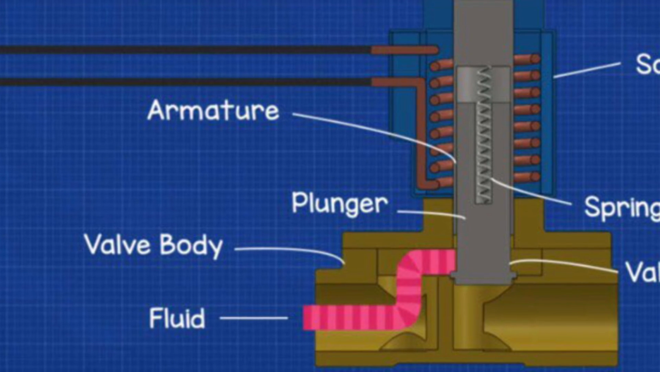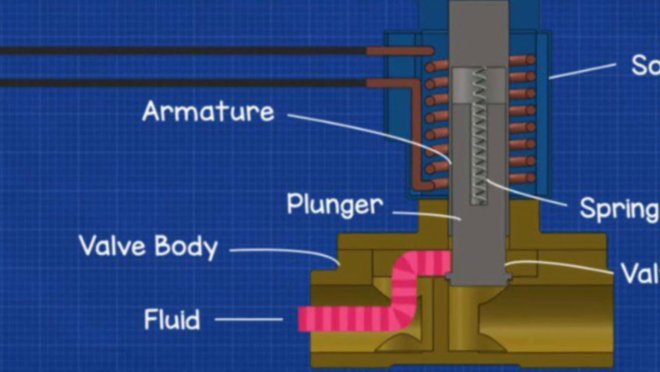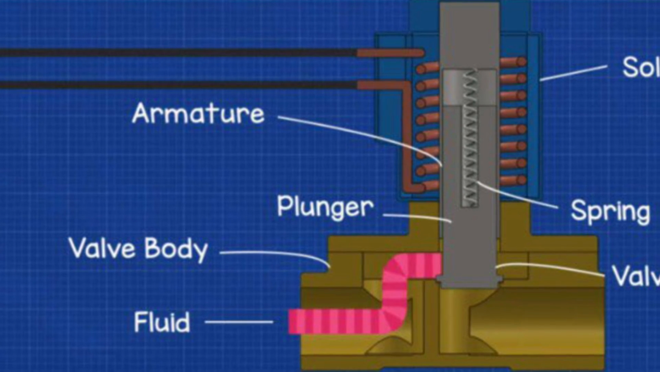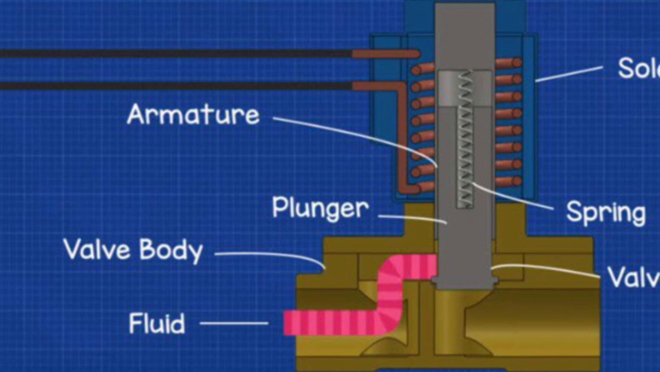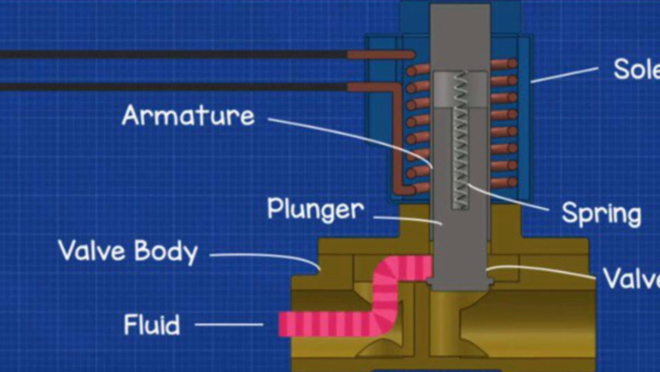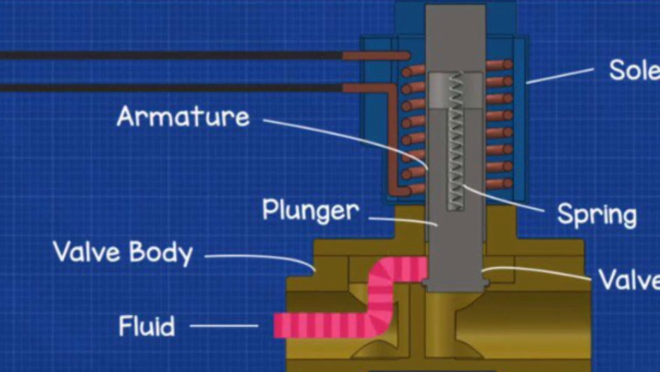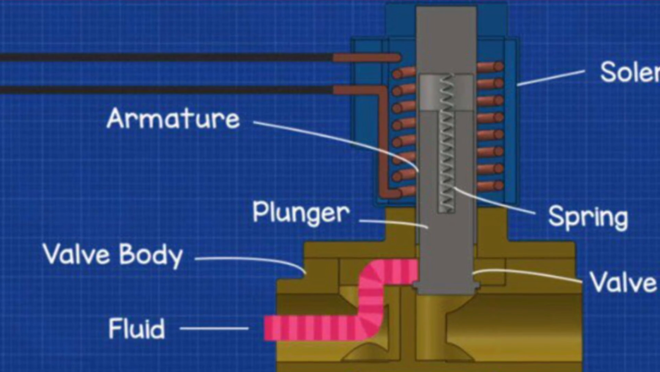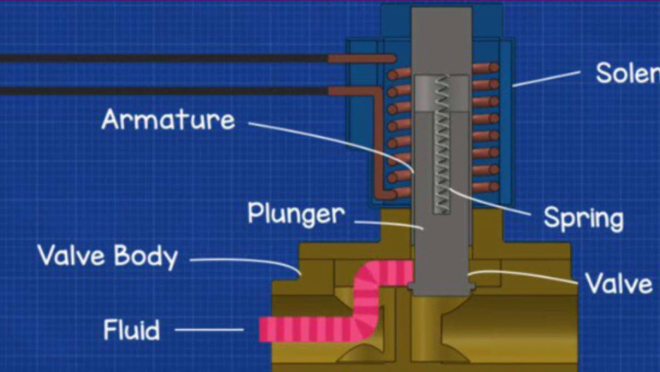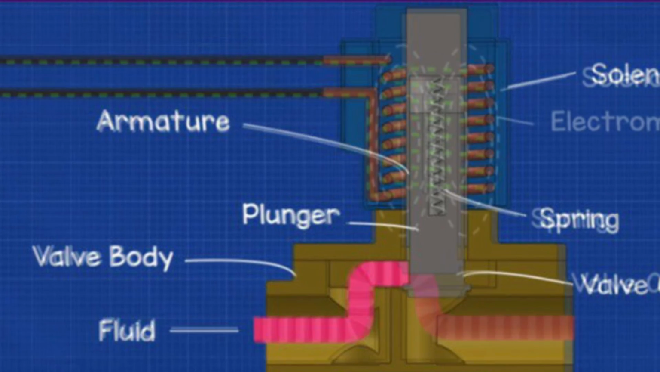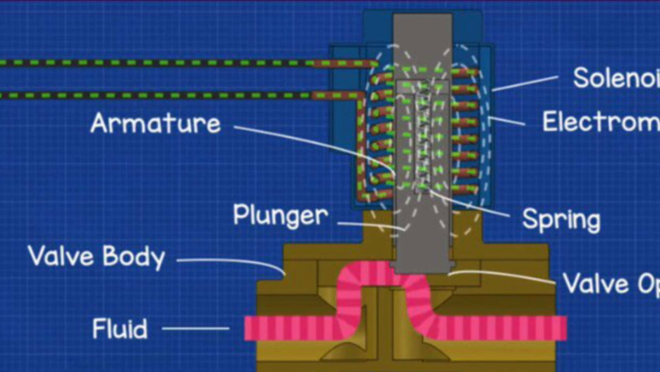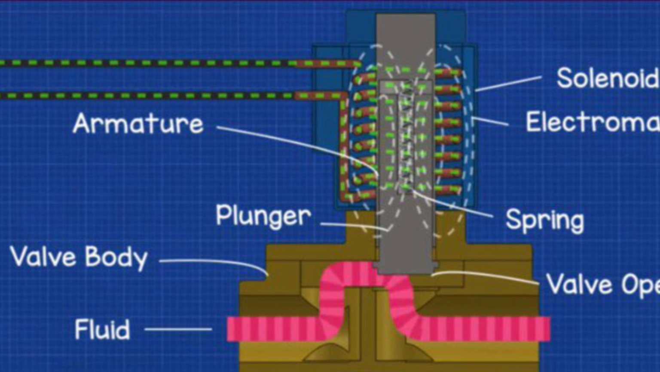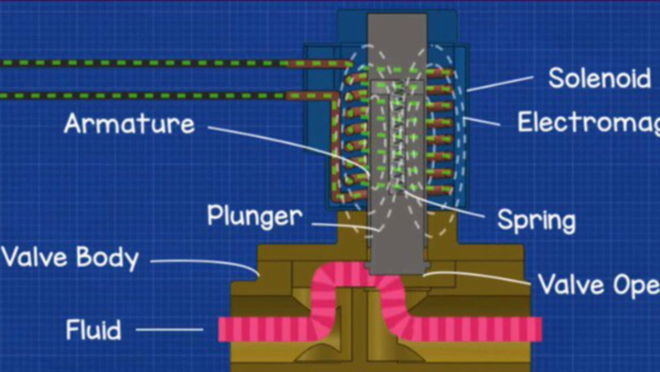So first, in this picture, we can see that the fluid is blocked because there's no current in it. And when the current is on, the magnetic field around the wire passes through coil ferromagnetic plunger, which make the plunger to move up and then open the valves, which make fluid flows. On the other hand, when the current is off, the magnetic field disappears and spring mechanism moves the plunger back.